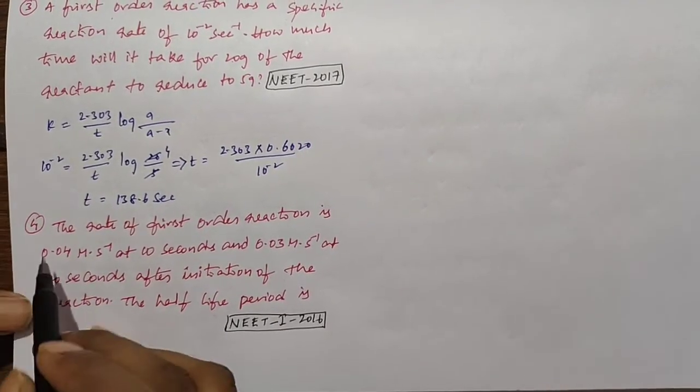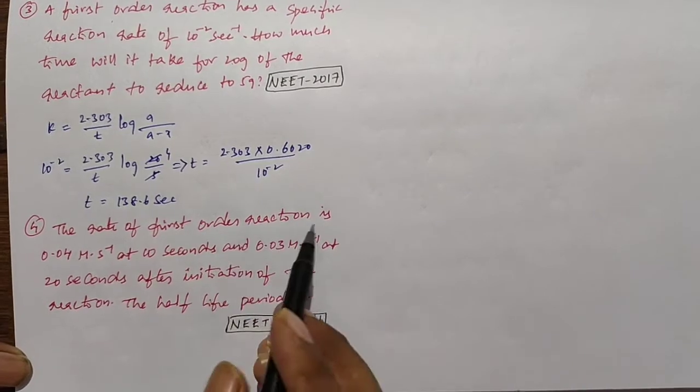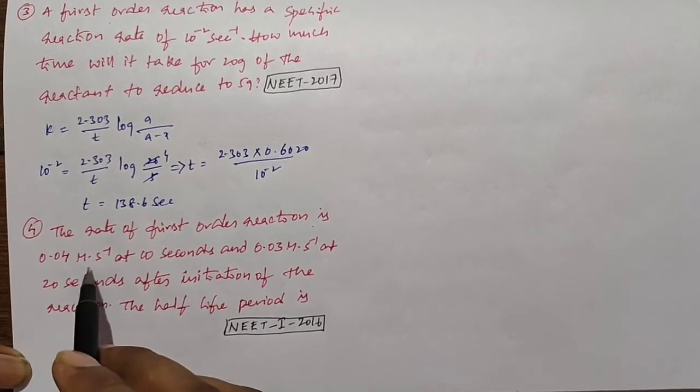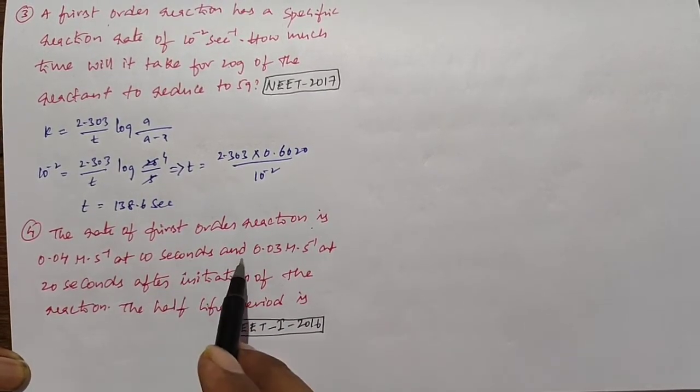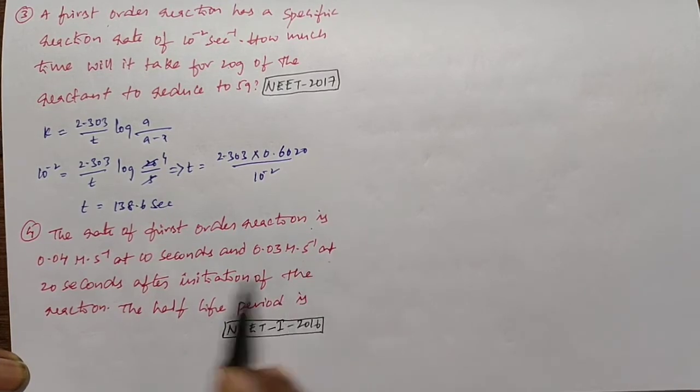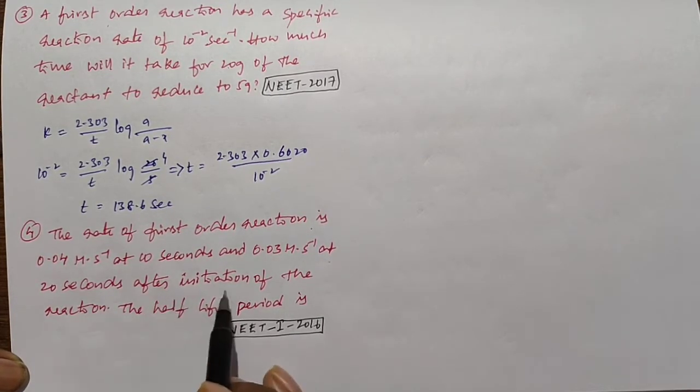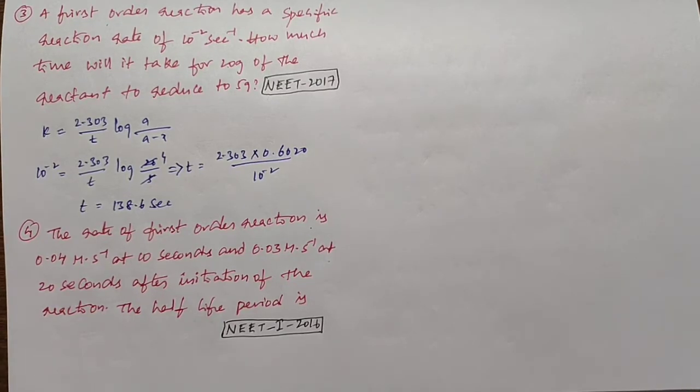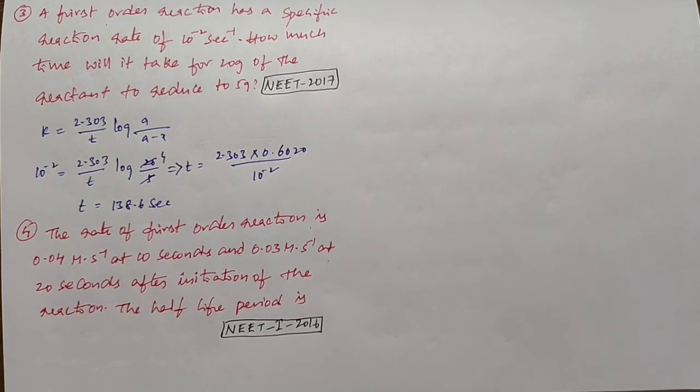Okay, students, this is the next problem. The rate of a first order reaction is 0.04 molar per second at 10 seconds and 0.03 molar per second at 20 seconds after initiation of the reaction. What is the half-life period? They are asking about the half-life period, so here we need to use two formulas.